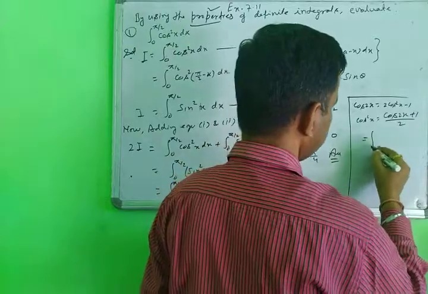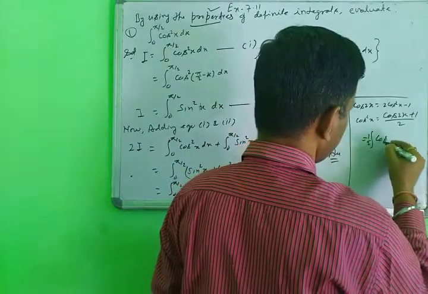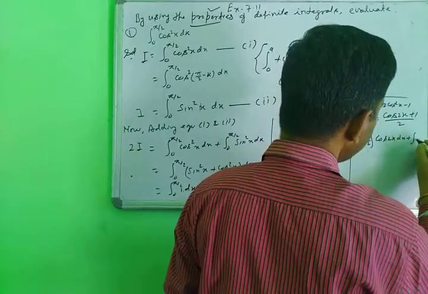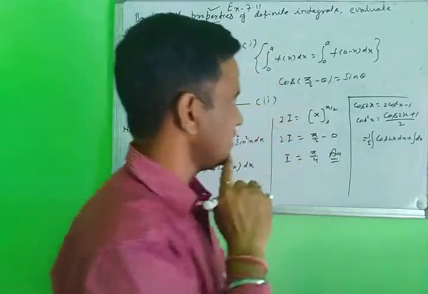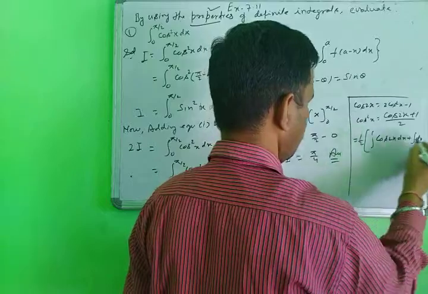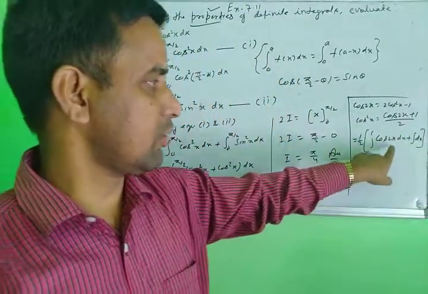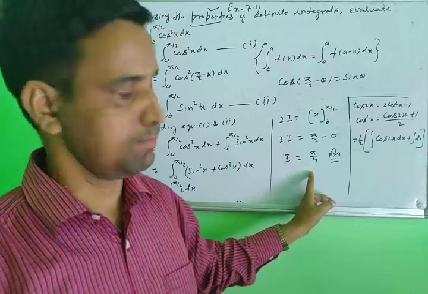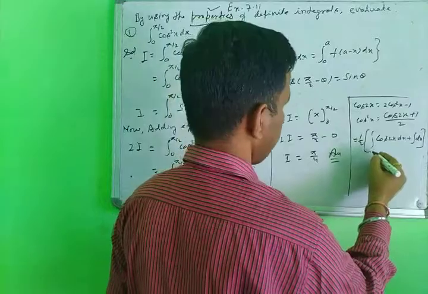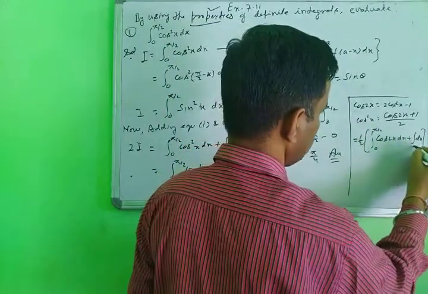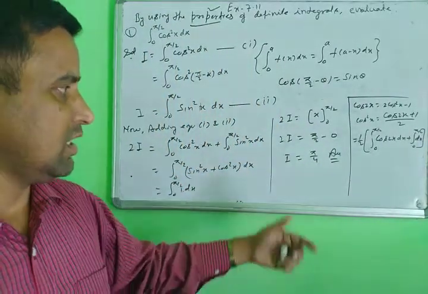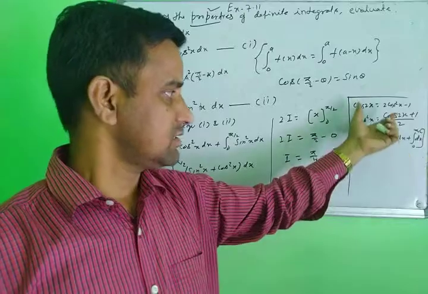So how to solve here? Integration, take 1 by 2 outside, cos 2x dx plus dx. This 1 by 2 is common on both sides. Now when you integrate this part, the result will come the same, pi by 4, using the limit 0 to pi by 2. The result will not change. This is the simplest, general form of this.